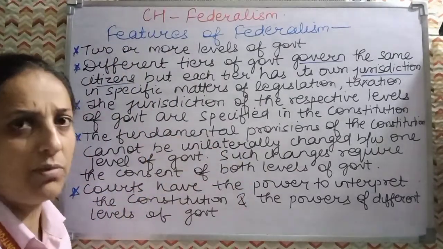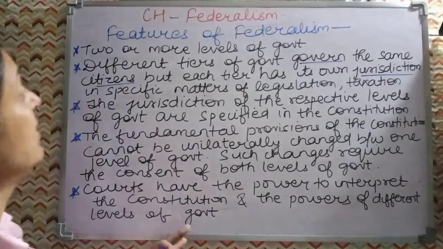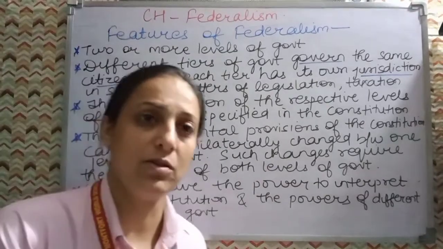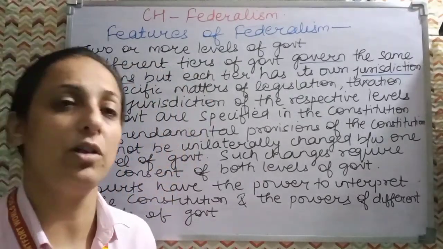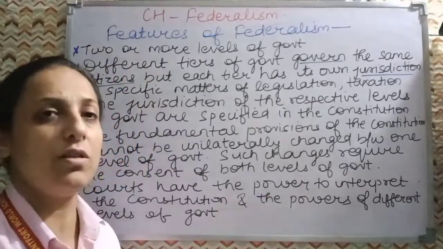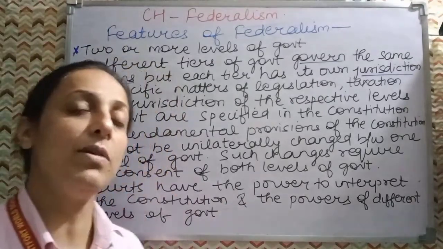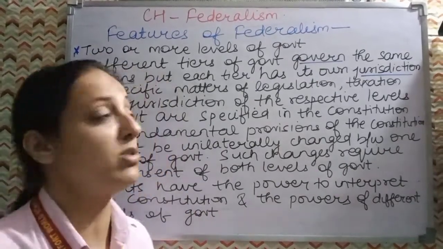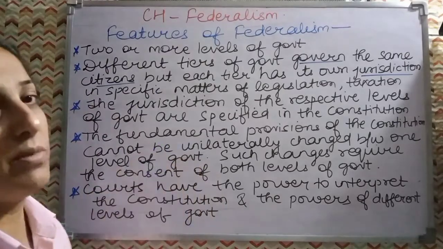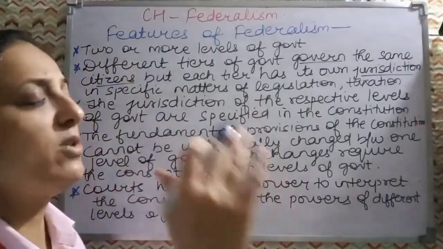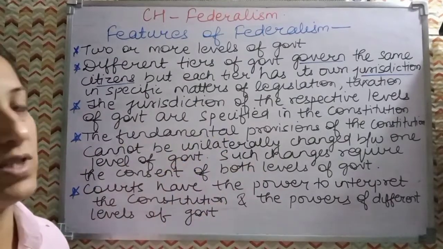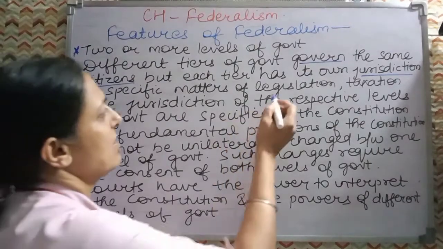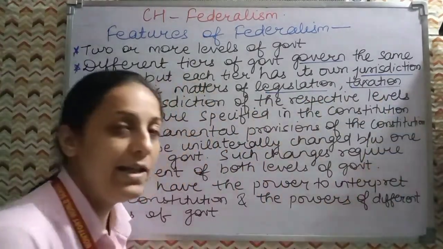Now the different tiers of government, the different levels of government, govern the same set of citizens. So in a country, the citizen might be a resident of the state of Punjab or Rajasthan or Haryana, and that person is a citizen of the country also. So that person will come under the purview of the state government also, and the central government also. So the different levels of government, whether the central government or the state government, govern the same set of citizens. But each tier has its own jurisdiction in specific matters related to legislation, taxation, and administration.